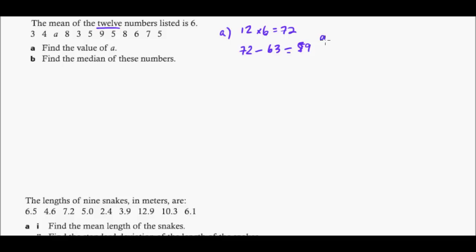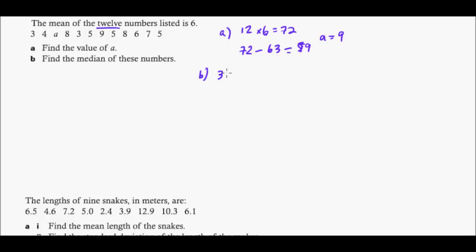So A equals 9. Okay, now for part B, the median. Now the median is the middle number of data. There are 12 numbers here. In order to do this by hand, now normally you can do it on a calculator, but I'm going to do it by hand just to show you. You need to put the numbers in order, from least to greatest.